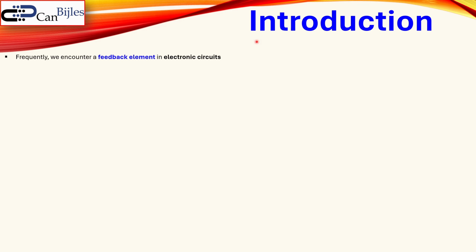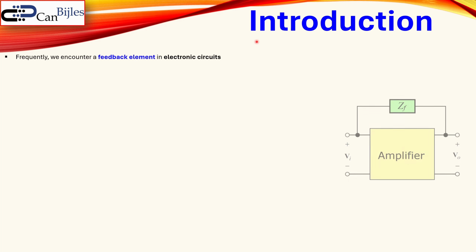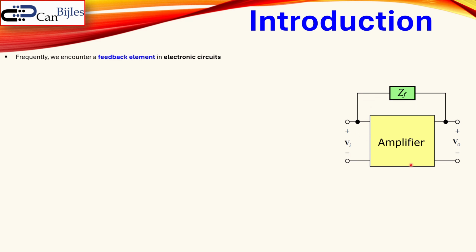Now, as said, we encounter frequently a feedback element, which can be a capacitor, a resistor, or anything, in electronic circuits. We see here a circuit with an amplifier, where we have an input and an output. And here we have our feedback element, in this case generally given as ZF, which is our feedback impedance. This feedback element can be a simple resistor, a capacitor, an inductor, or even a more complex circuit like an amplifier. So we can also have an amplifier in the feedback loop.